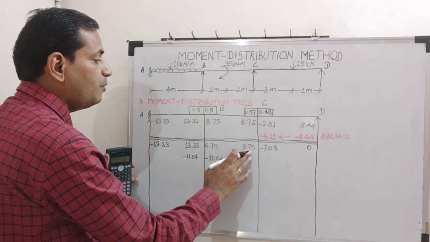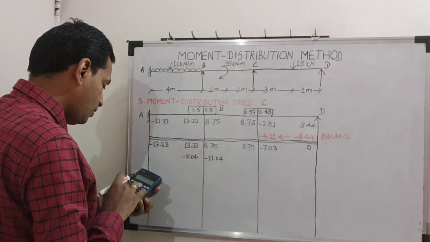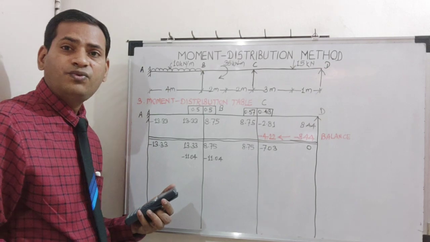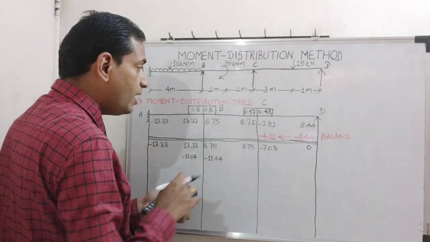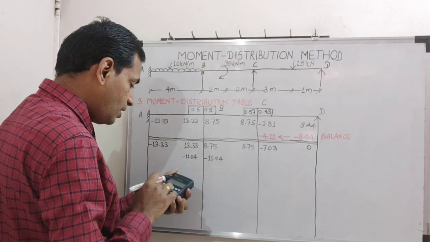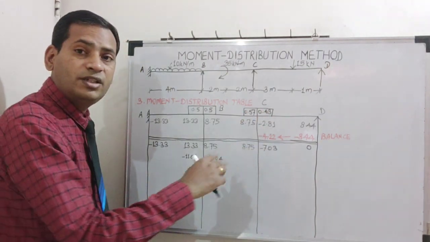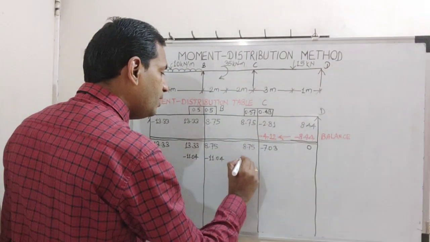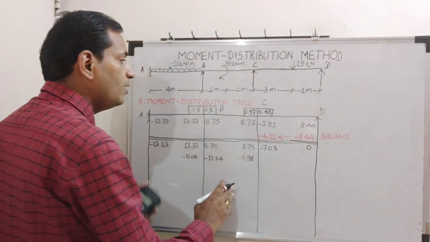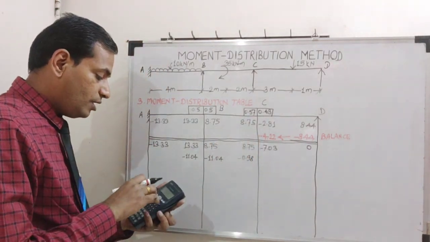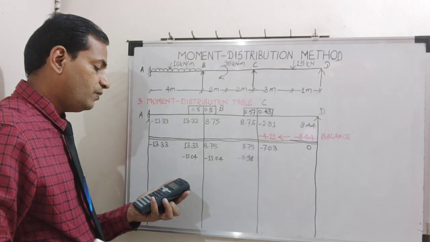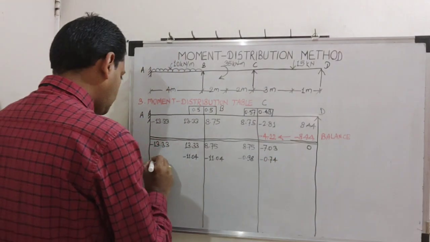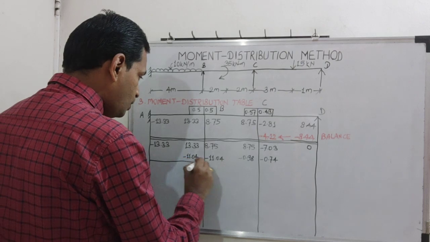Go to next step. 8.75 and minus 7.03. How much is net value? 1.72 plus 1.72. Make it minus and minus 1.72. Now it will be multiplied by two factors separately. First 0.57. So value is minus 0.98. Then another factor 0.43. So minus 1.72 into 0.43. So value is minus 0.74. So first distribution cycle is over.